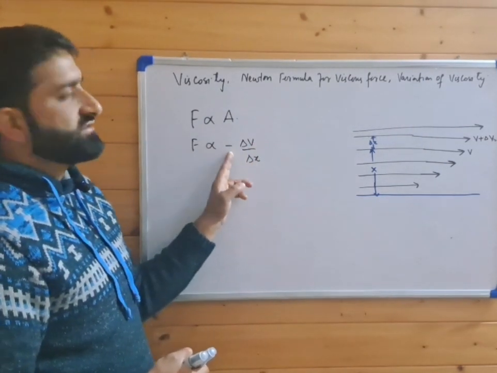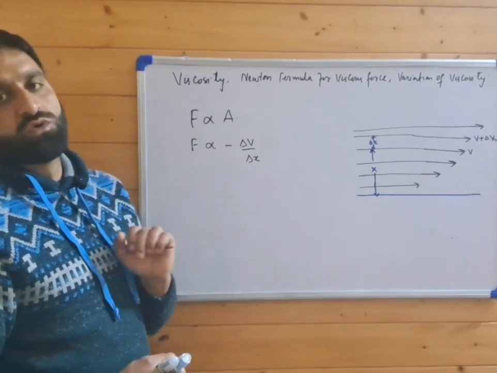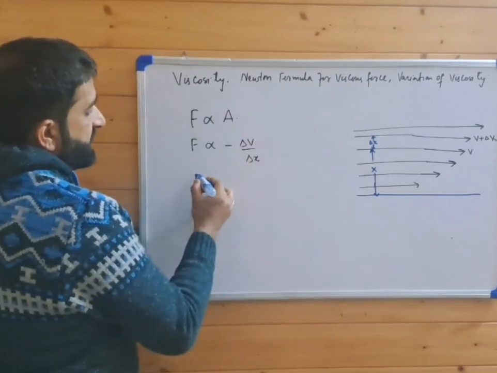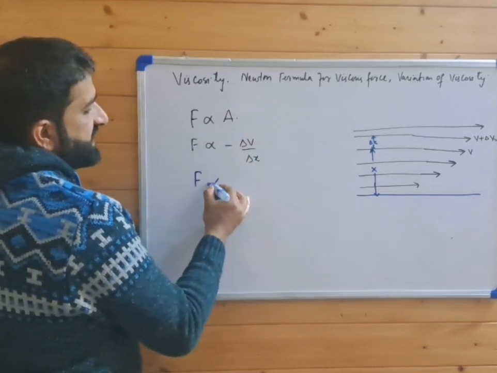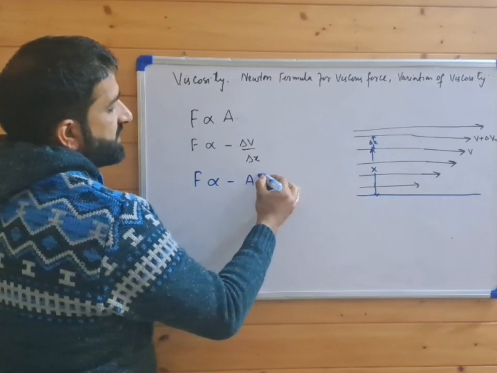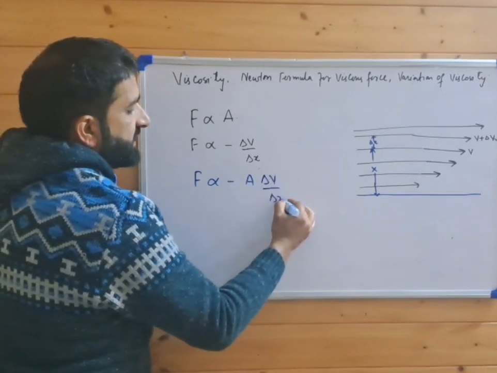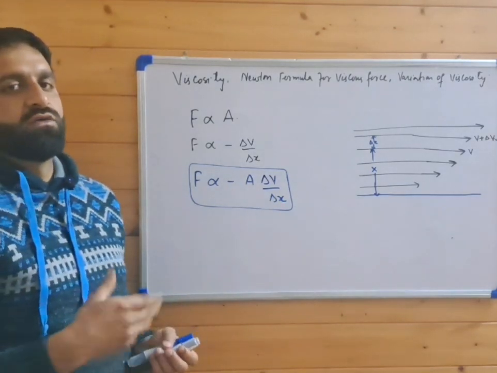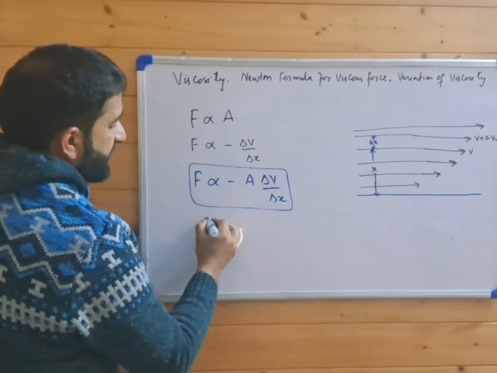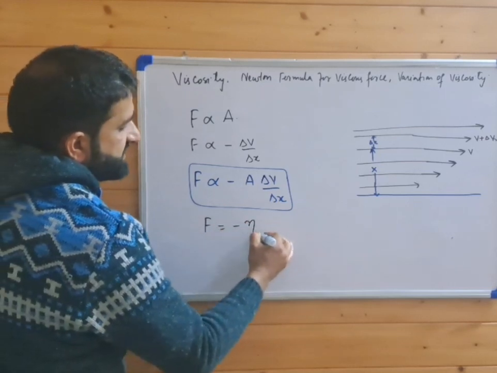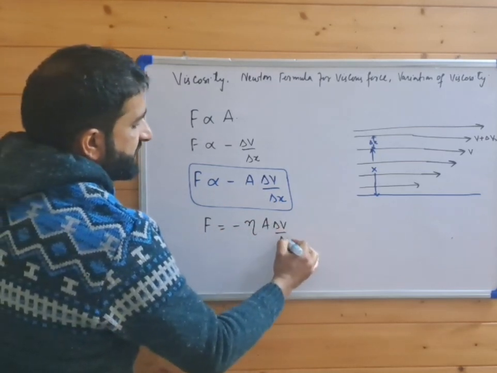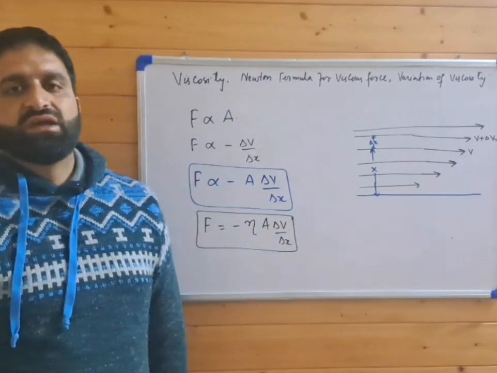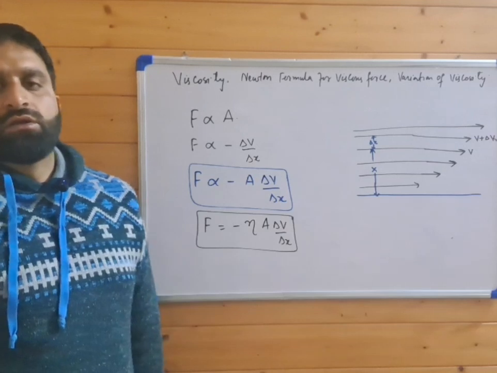Why the negative sign? Because the viscous force is opposing the relative motion. It is opposite to the motion of the fluid, so the negative sign. Combining these two, we get F is directly proportional to minus A delta V by delta X. This is the proportionality sign. In order to eliminate this proportionality sign, we have to introduce a constant of proportionality, and that is the coefficient of viscosity. F is minus eta A delta V by delta X, where eta is the coefficient of viscosity, and that coefficient of viscosity is different for different fluids.